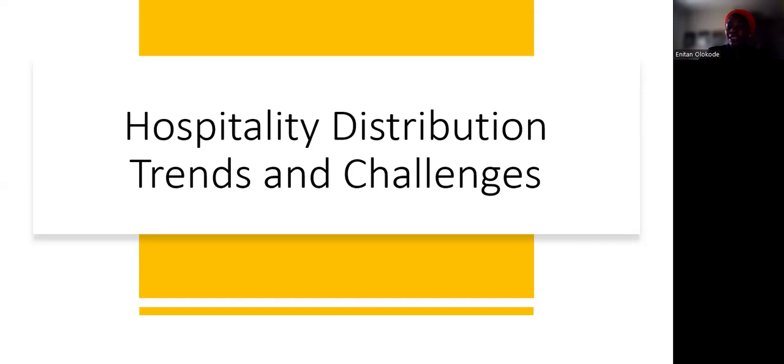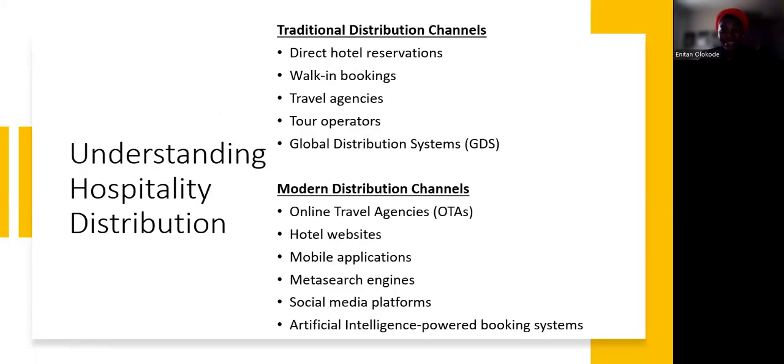By now, we already understand what hospitality distribution is and what it involves. It involves the process of making hospitality products accessible to consumers through various booking and reservation channels. So traditionally, we have various channels to do this. Some of the traditional ways are direct reservations, probably via our hotel, walk-in guests, tour operators, or probably our GDS.